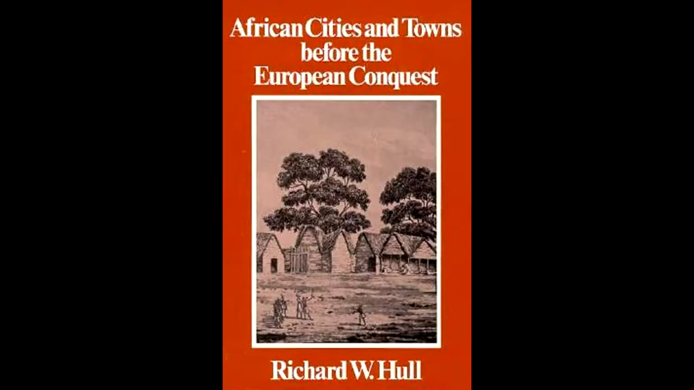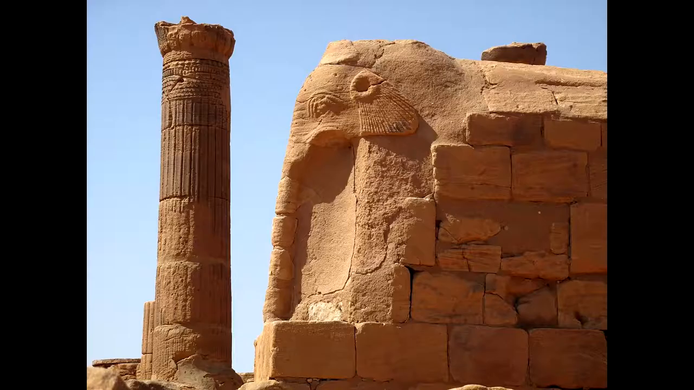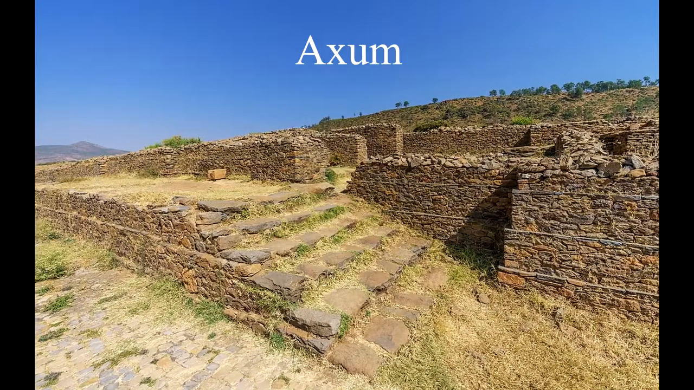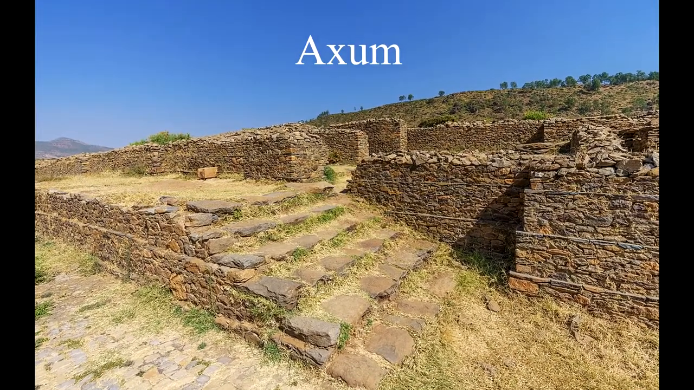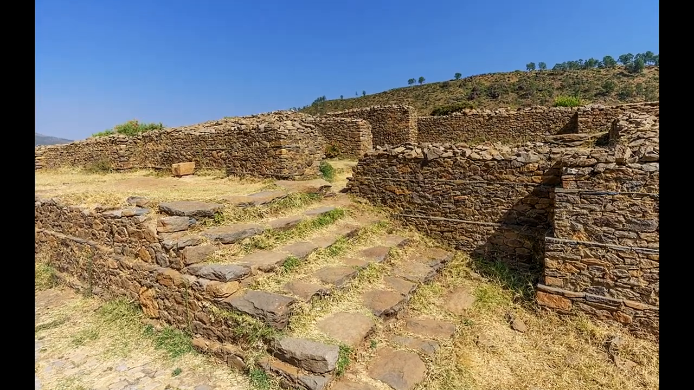There were many large cities in Africa during the Middle Ages, as described by Hole in African Cities and Towns Before the European Conquest. Some of the older cities include Meroe, which was founded in 560 BC. Meroe was the capital of the ancient kingdom of Kush, and today it is in Sudan. The capital of ancient Ethiopia was Aksum, which traded goods with Mediterranean cities and Ptolemaic Egypt.